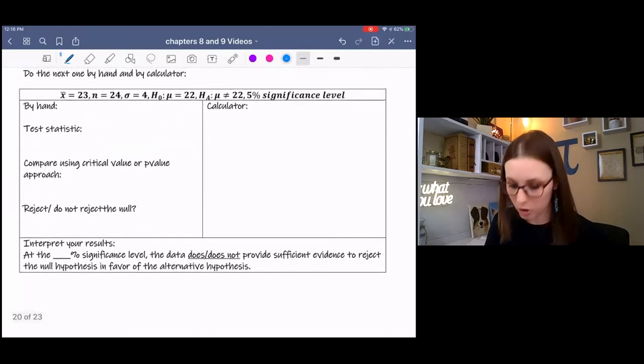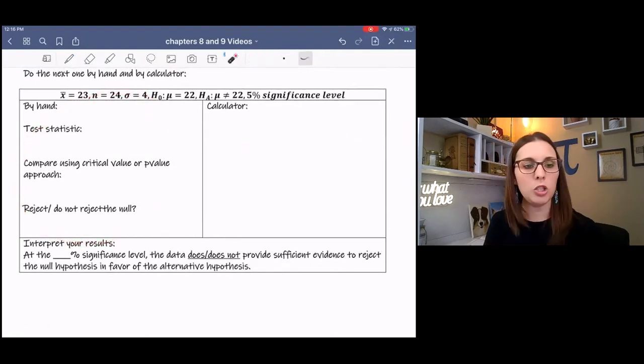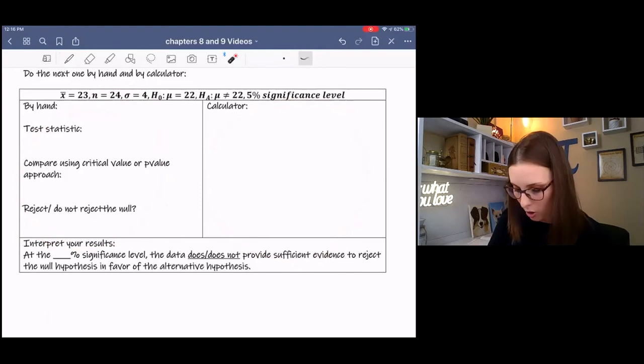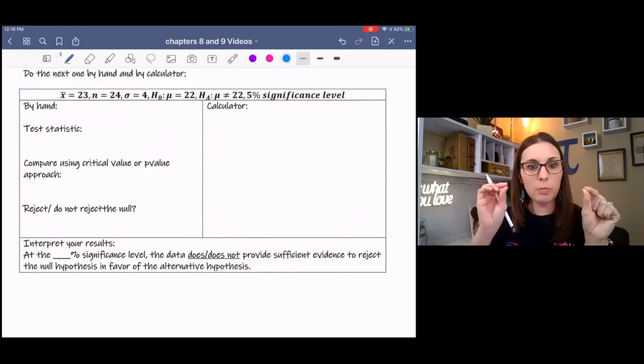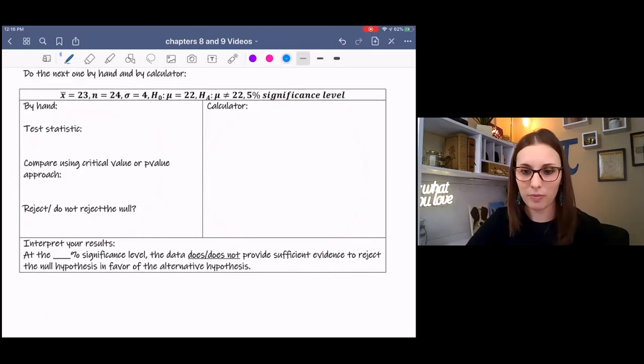You will be doing it by hand first, and you can use which test you want to use or which approach you want to use. If you want to use critical value or p-value, it does not matter. Do it by hand, and then I want you to check your answer by calculator just to make sure. So go ahead and pause it. You have the information in the top of the table. Go ahead and pause it and then try it and come back and check your work.